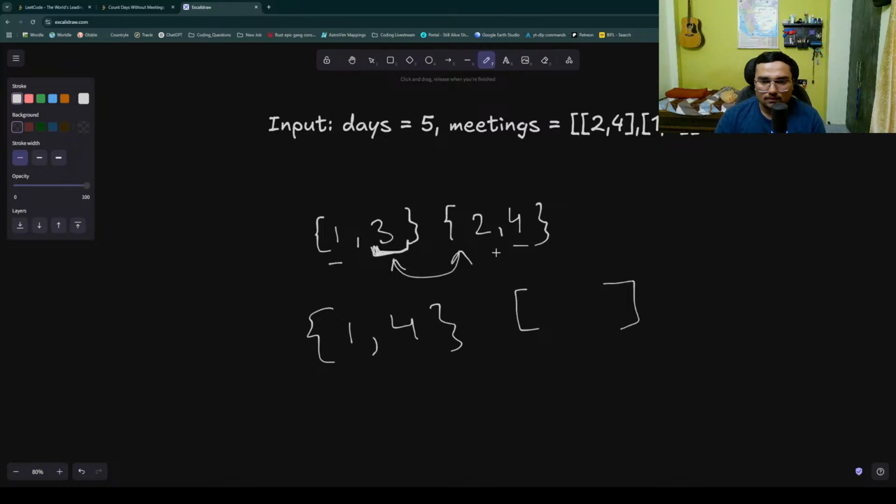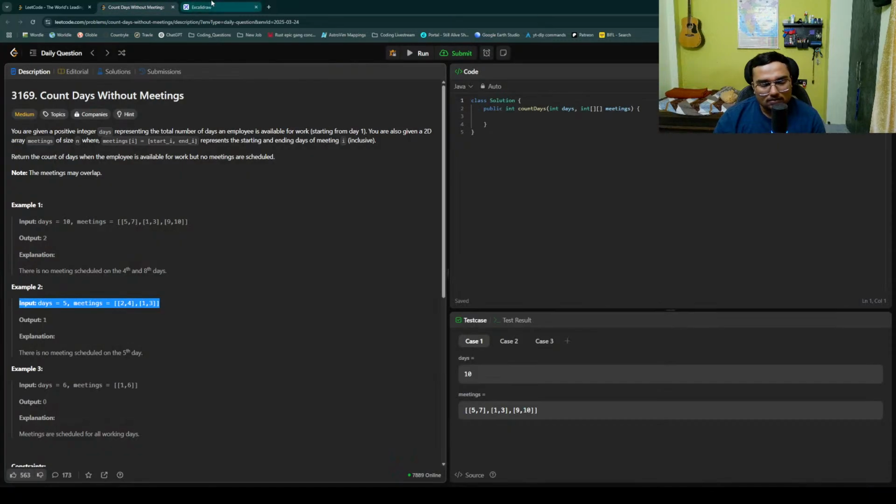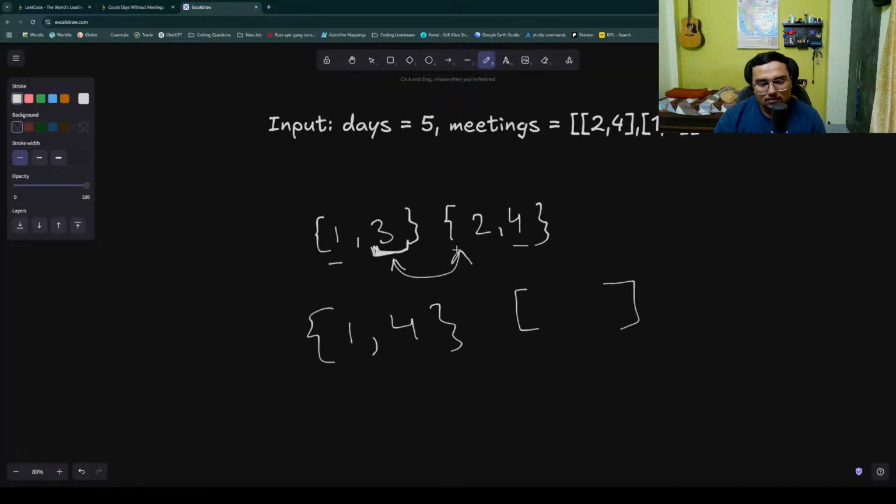Why am I stuck? If these two are overlapping, then merge them, right? What data structure would be optimal for this kind of situation? Just a list? A list can be fine, but I'm thinking of some big brain solution here.